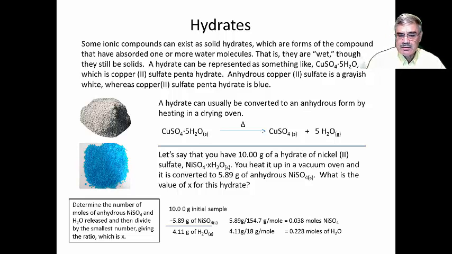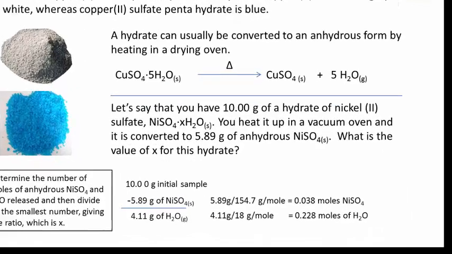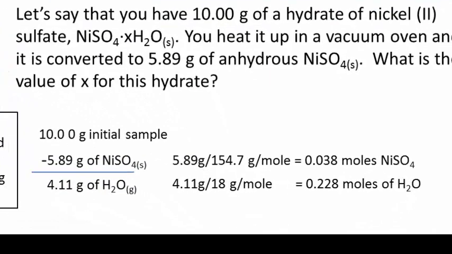We take the 5.89 grams of nickel sulfate and divide by the molar mass of nickel sulfate, which happens to be 154.7. I'll give it to you, but you could quickly add that up by taking the molar mass of nickel, the molar mass of sulfur, and 4 molar masses of oxygen, and you get 154.7. If you divide the residual 5.89 grams of nickel sulfate by 154.7 grams per mole, you would get 0.038 moles of nickel sulfate.